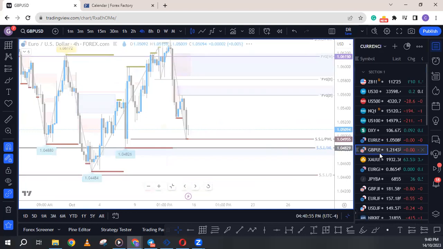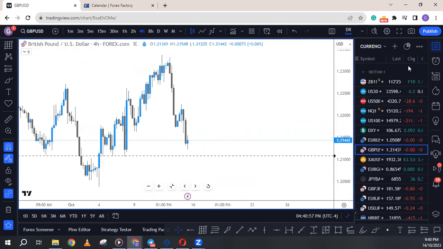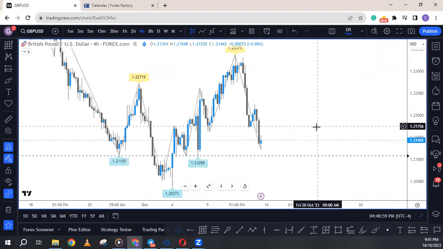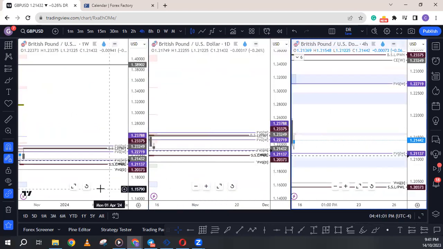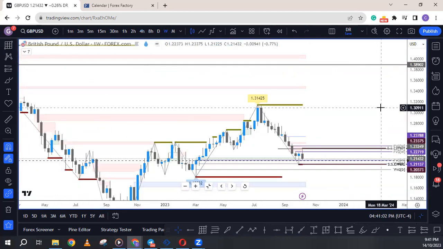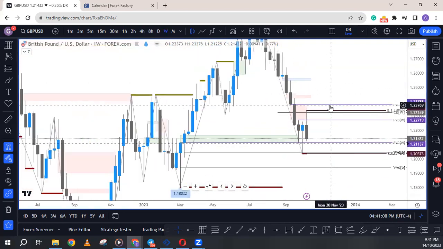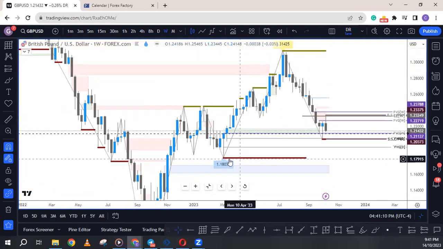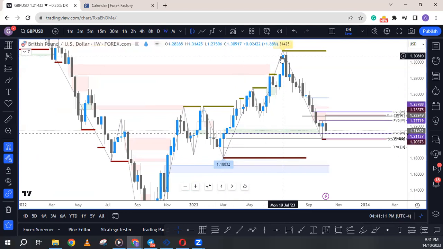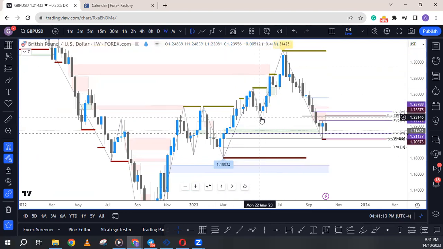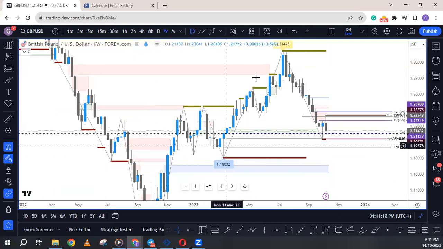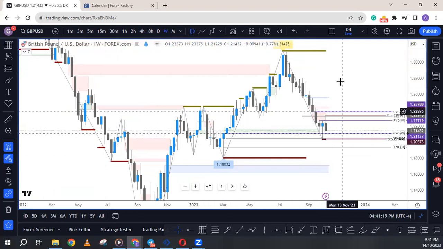Same thing too with the GBPUSD. Let's go to the weekly. Looking at this pair on the weekly, this is the impulse leg. There's a change of character below this point here. And so basically the retracement of this move is still in play. There's no continuation to the upside yet.